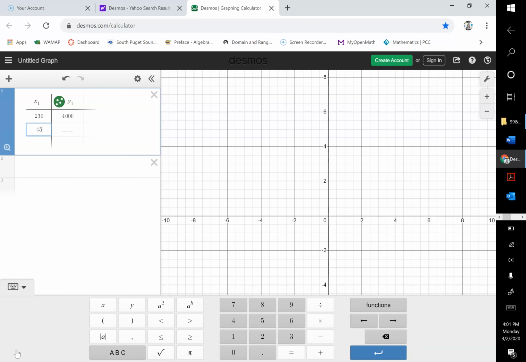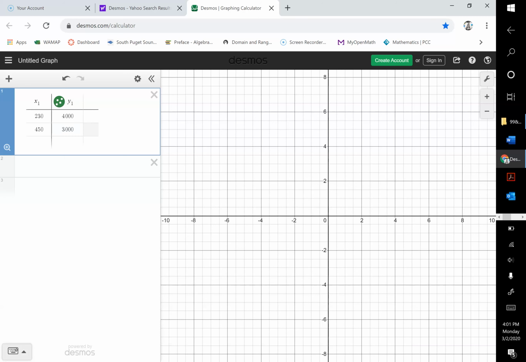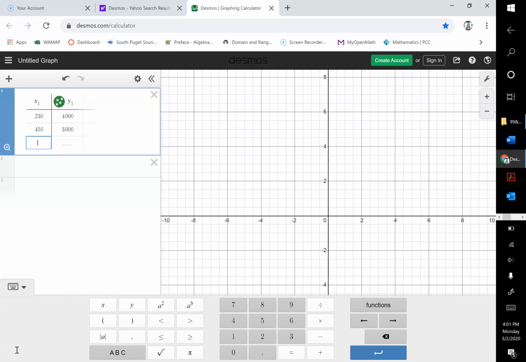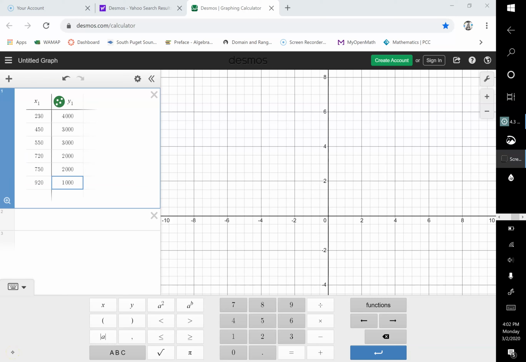So I get 450, and then tab over to get 3,000. Oh, I keep hitting the wrong thing. And then 550, tab over, and then 3,000. Tap the box, 720. I'm doing the other row. I'm going to pause this and just fill it in. Okay, so I have my table filled in here.